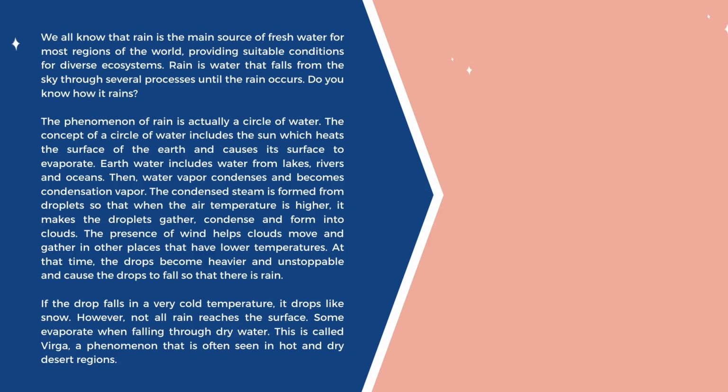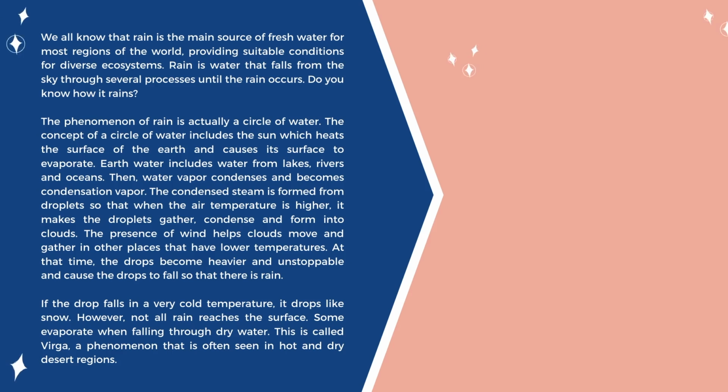Earth water includes water from lakes, river, and oceans. Then, water vapor condenses and becomes condensation vapor. The condensed steam is formed from droplets so that when the air temperature is higher, it makes the droplets gather, condense, and form into clouds. The presence of wind helps cloud move and gather in other places that have lower temperatures. At that time, the drops become heavier and unstoppable and cause the drops to fall so that there is rain. If the drop falls in a very cold temperature, it drops like snow.